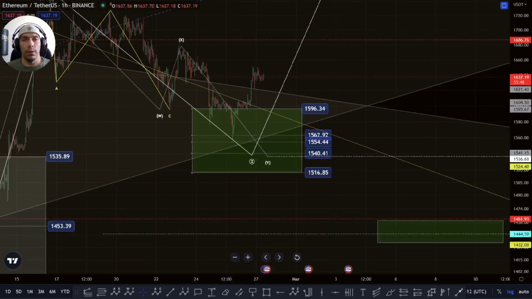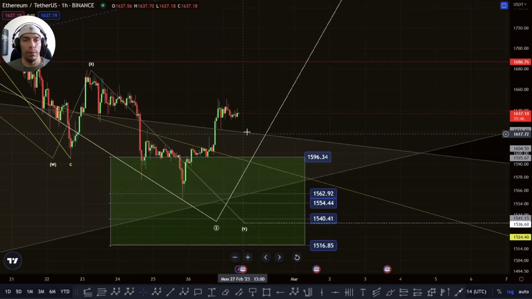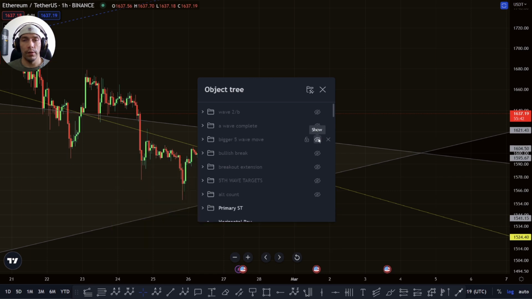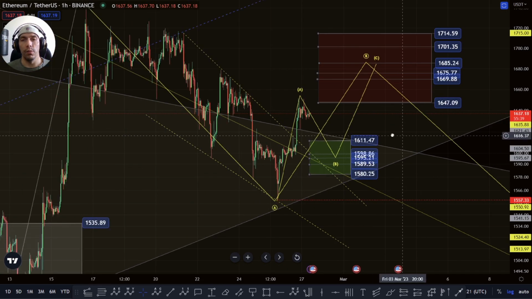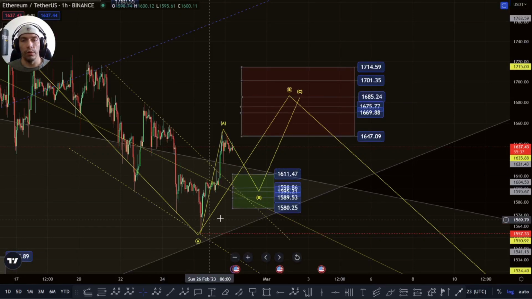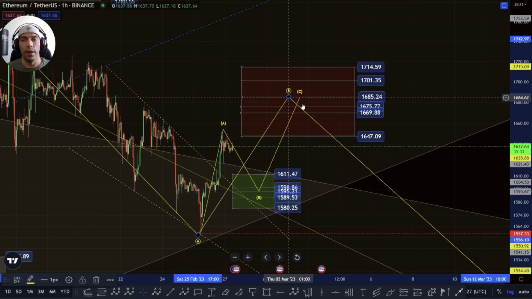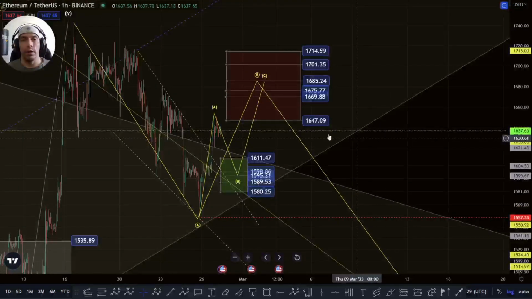On the smaller time frames, if we want to get into the nitty gritty bits, there's a couple of ways I'm looking at this currently. Like I said, we could see this move play out where we have this whole move to the downside as an A wave. We potentially form this B wave to the upside here, and then we actually look to break down again for a C wave.